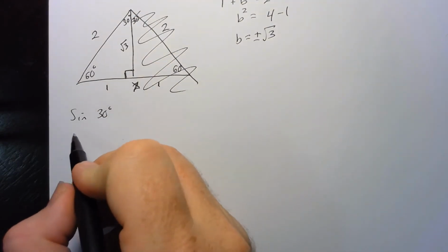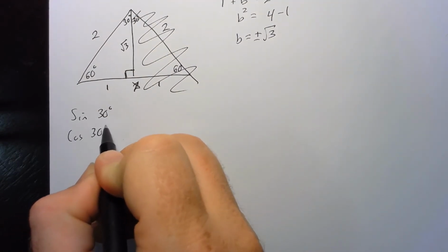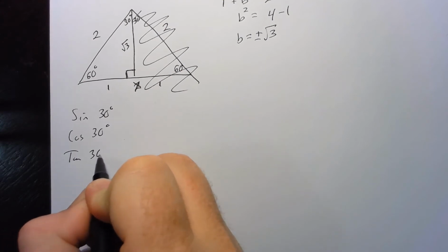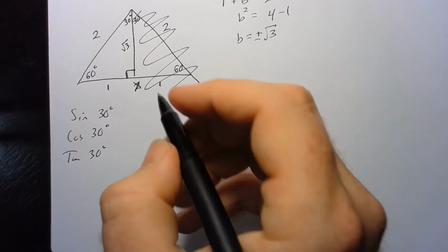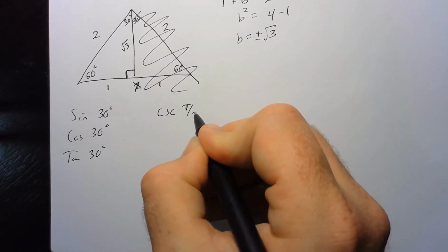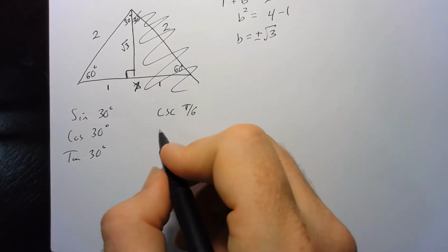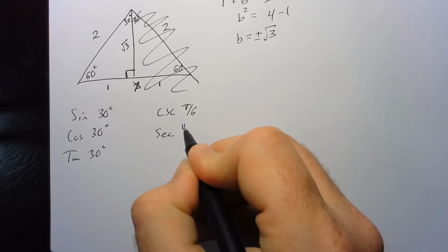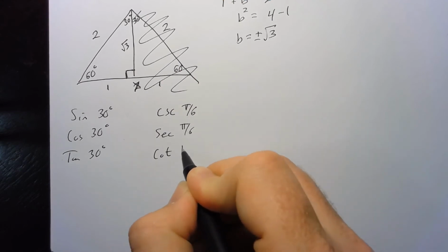I'm going to have the sine of 30 degrees, the cosine of 30 degrees, the tangent of 30 degrees. And then I'm going to have, again, all of their reciprocal functions. So the cosecant, I'm going to start doing the pi over 6s, because pi over 6 is the same thing as 30 degrees. It's something that we should make sure that we remember. Cotangent of pi over 6.